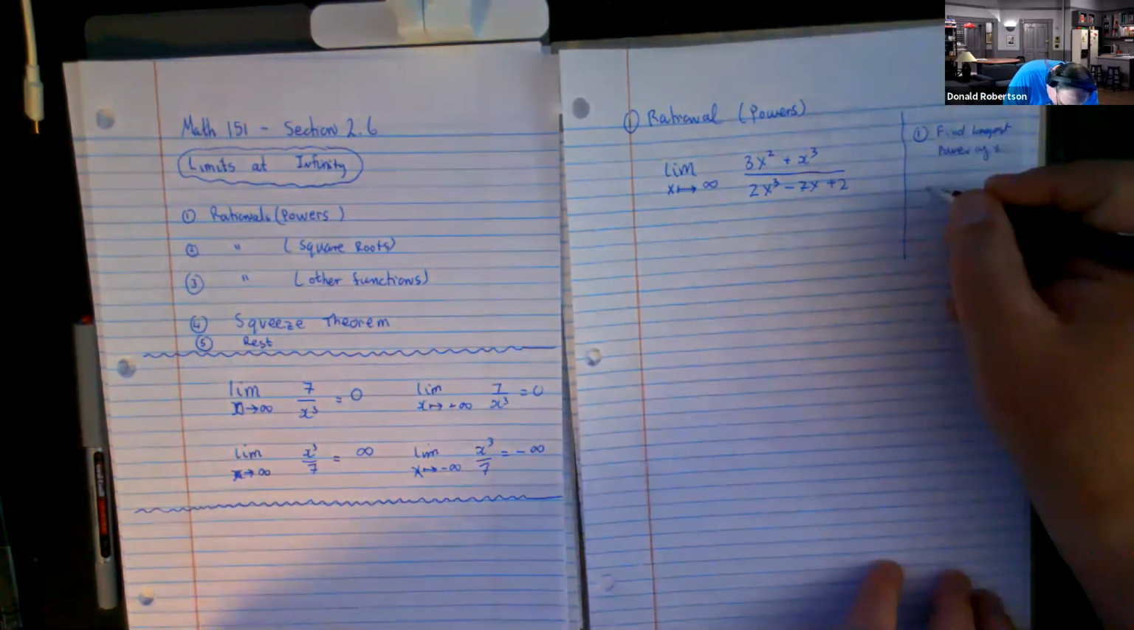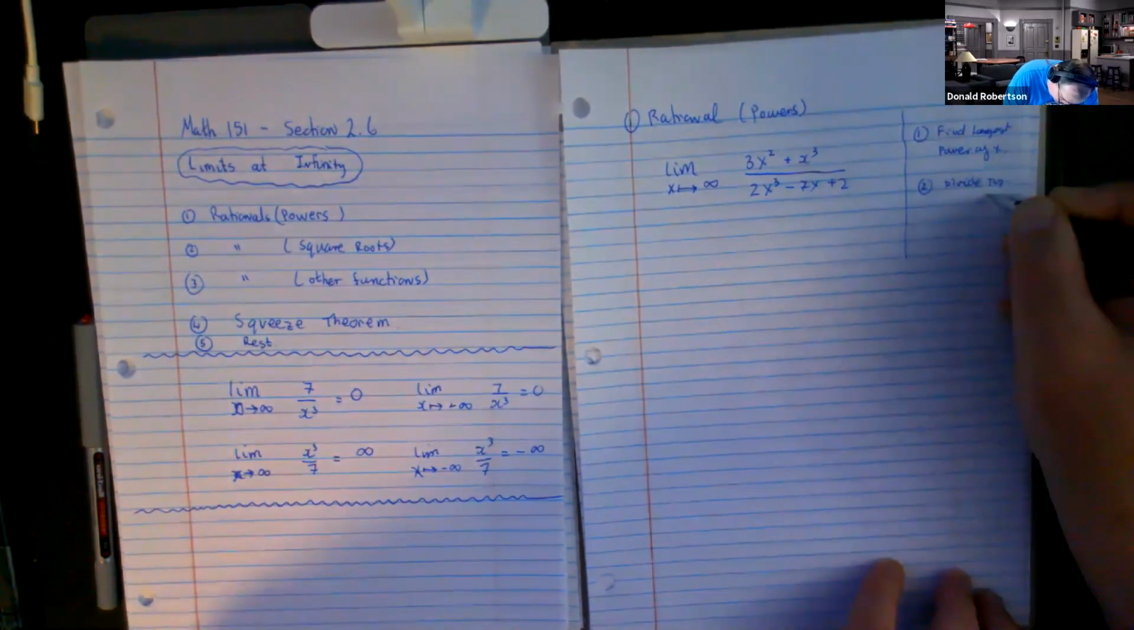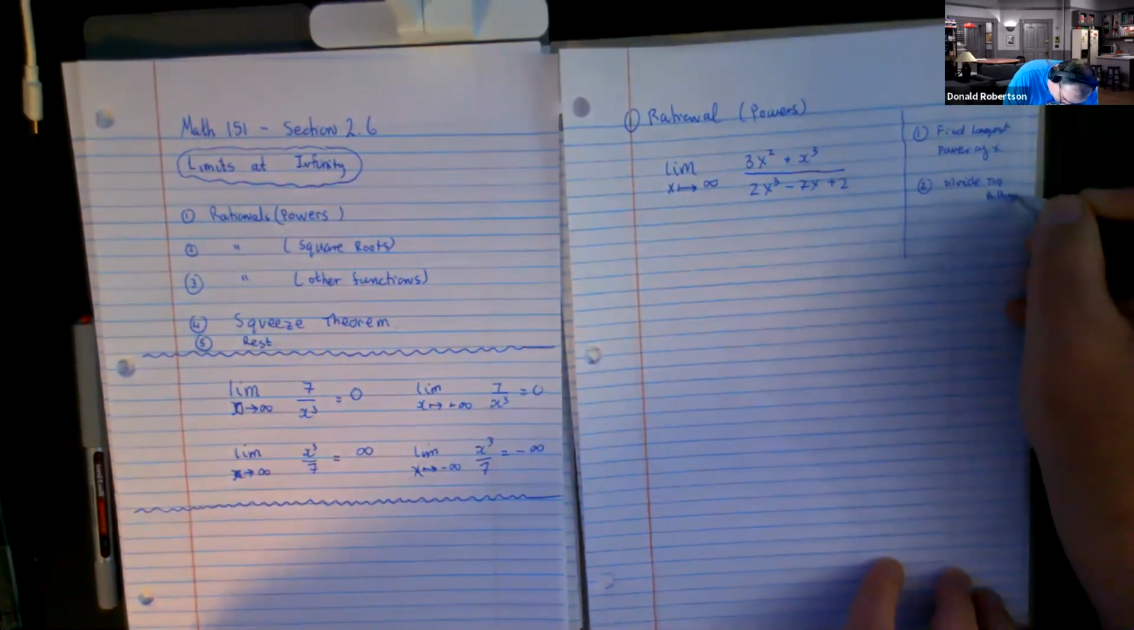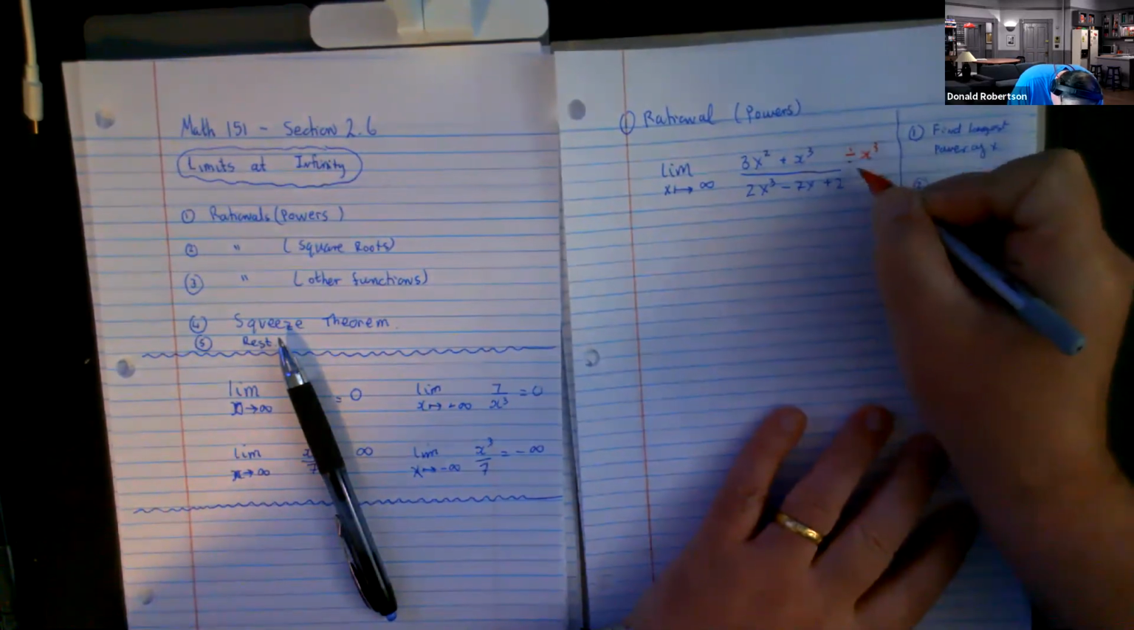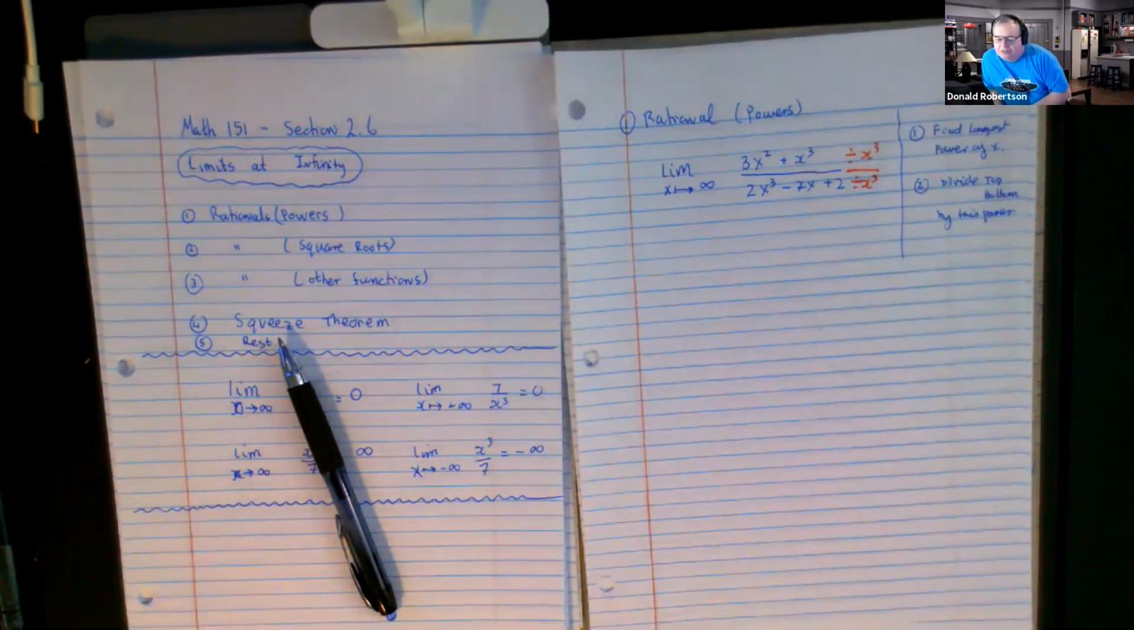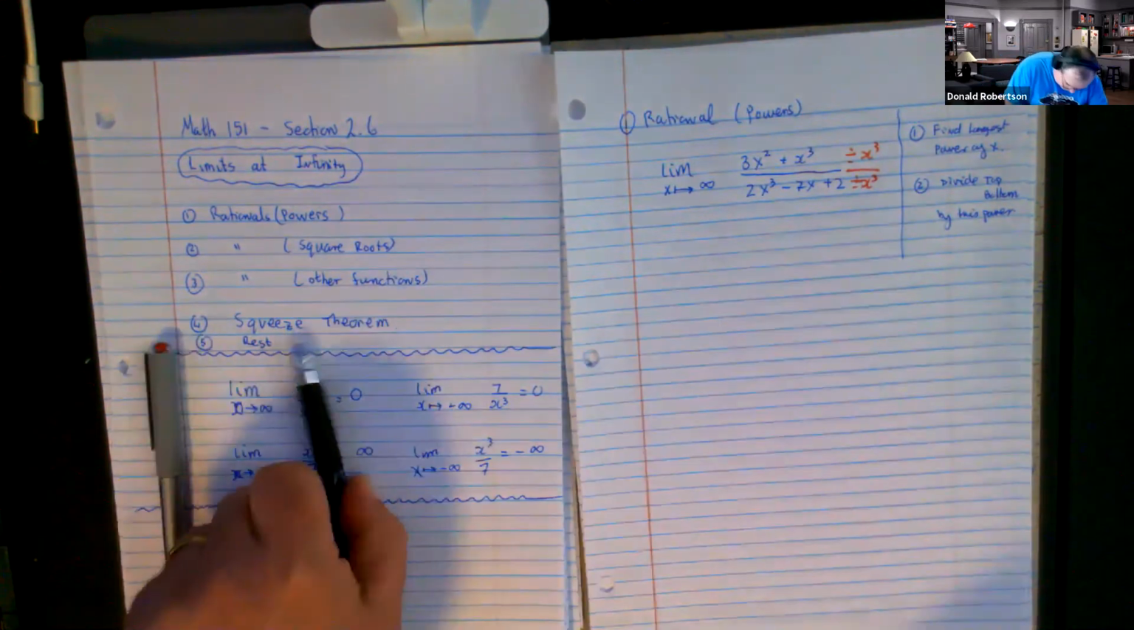Then what you do, you divide the top and the bottom by this power. So in this question, I'm going to divide the top and the bottom by x cubed. The reason we're allowed to do that is it's very closely related to multiplying by a special version of 1. Essentially what I'm doing is multiplying by 1 over x cubed over 1 over x cubed, but it makes more sense to write it down as a division.